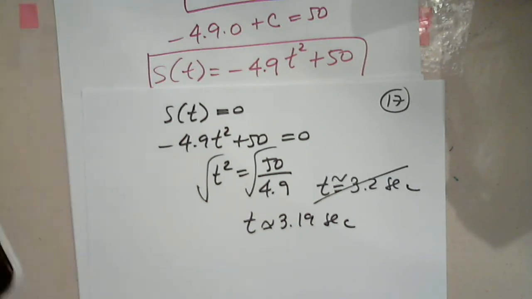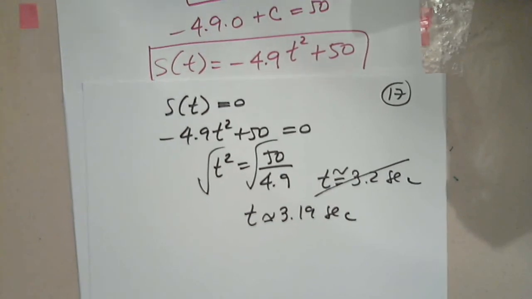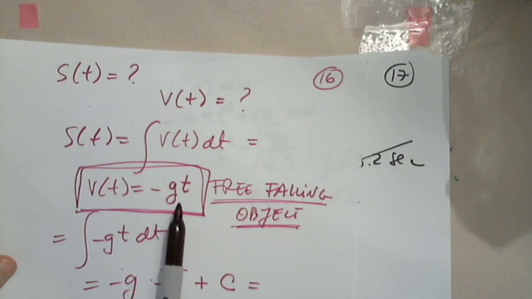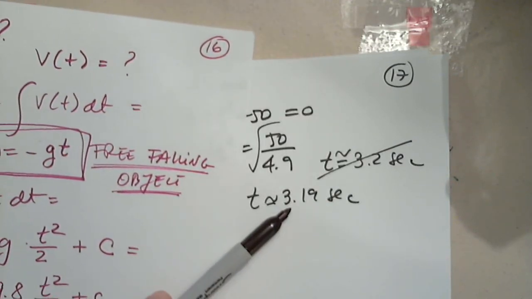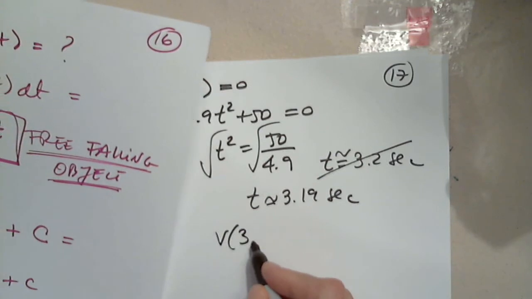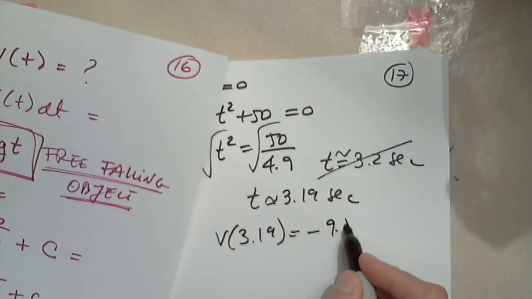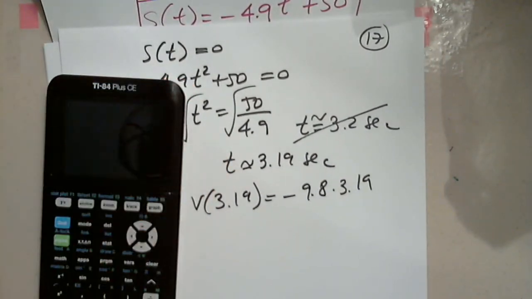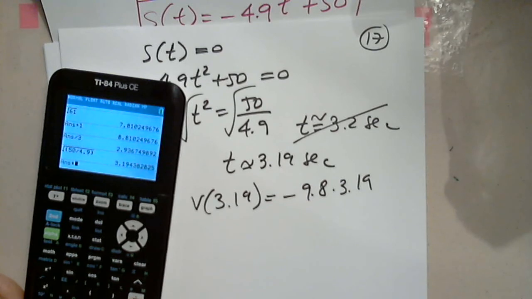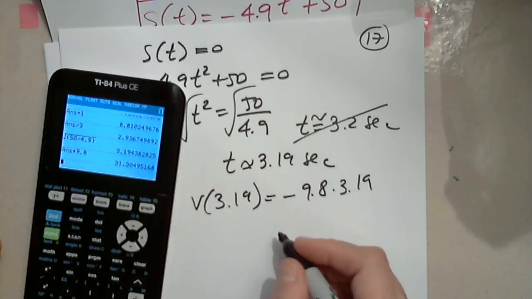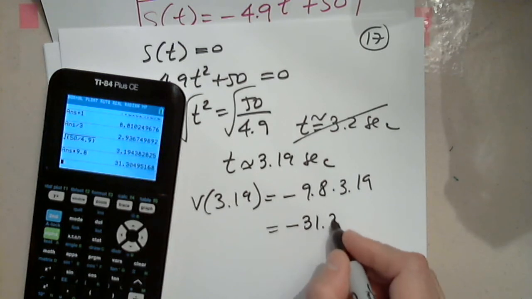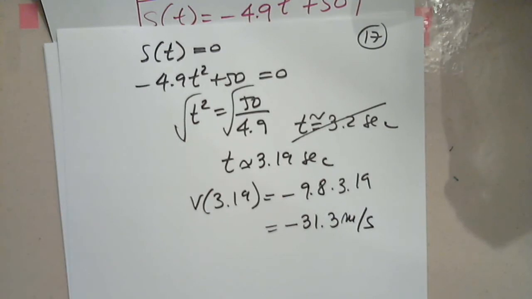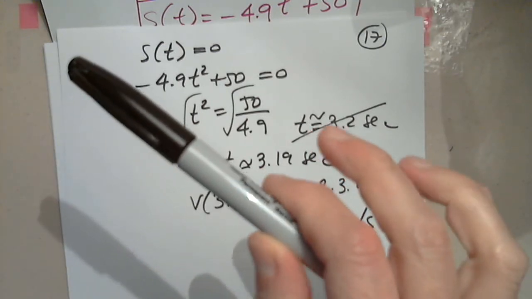Okay, then they want with what velocity does it strike the ground? Not a problem. In the velocity formula, I will plug in the time. So v of 3.19 will be negative 9.8 times 3.19. Of course, it's negative because of the direction, 31.3 meters per second. It doesn't mean that the velocity is negative, but the direction is, because it's downward.